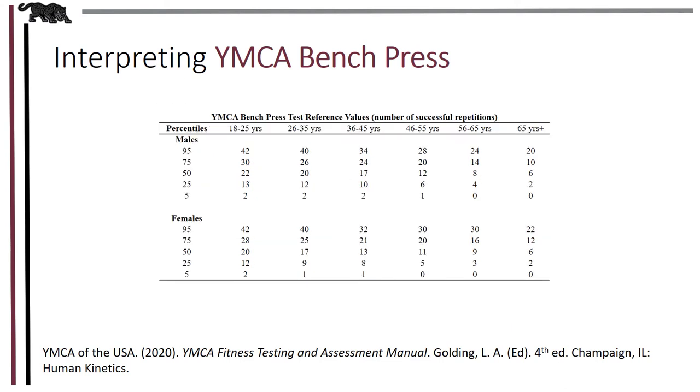And these are the same norms from the previous slide, but instead of descriptors, you now see the percentiles. So if you're that same 22-year-old male and you were able to complete 31 reps, we saw in the previous slide, you'd fall about the 75th percentile, meaning you're above average for your sex and age, and about 25% of your peers perform better than you, and you perform better than about 75% of your peers.